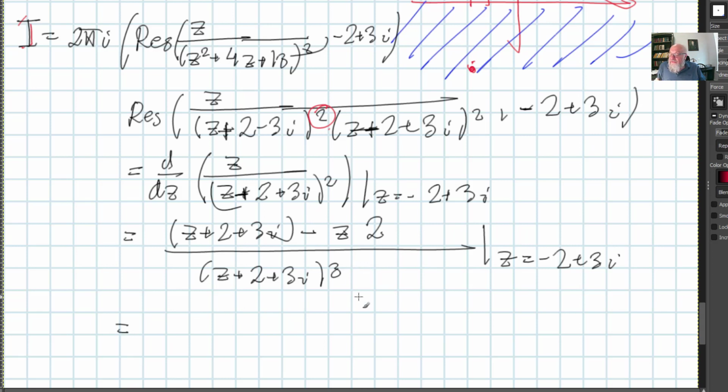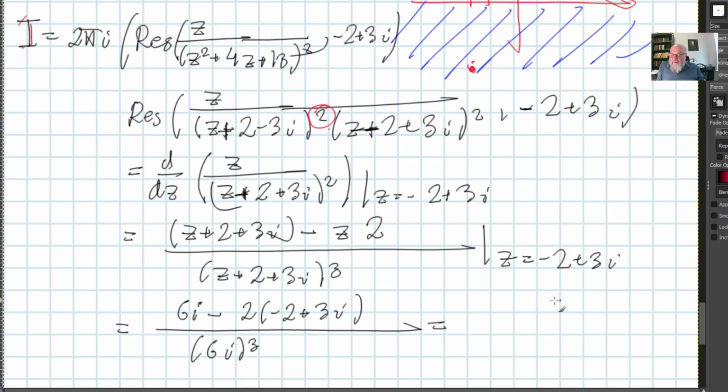Let's see how much z1 is. The minus 2 cancels, I'm getting 6i. So I'm getting minus 2 times minus 2 plus 3i, divided by, and here we have a similar situation. This cancels, and we are getting 6i to the power 3, and 6i cancels. So I'm getting here 4, and here minus 6 to the power 3i.